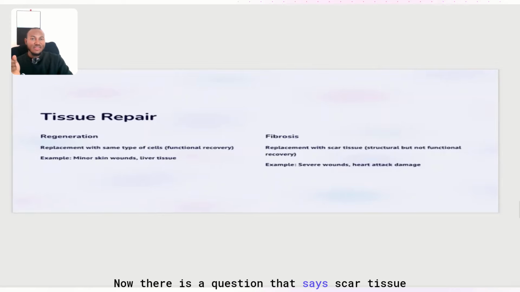Now, there is a question that says, scar tissue helps to hold an organ together, but does not restore normal function of the damaged organ. The answer is true. Because if you see what I told you here, under fibrosis, what do we say? Fibrosis is a replacement with scar tissue. Structural is replaced, but not functional recovery, right? But if it is pure regeneration, it is what? Functional recovery as well as structural.